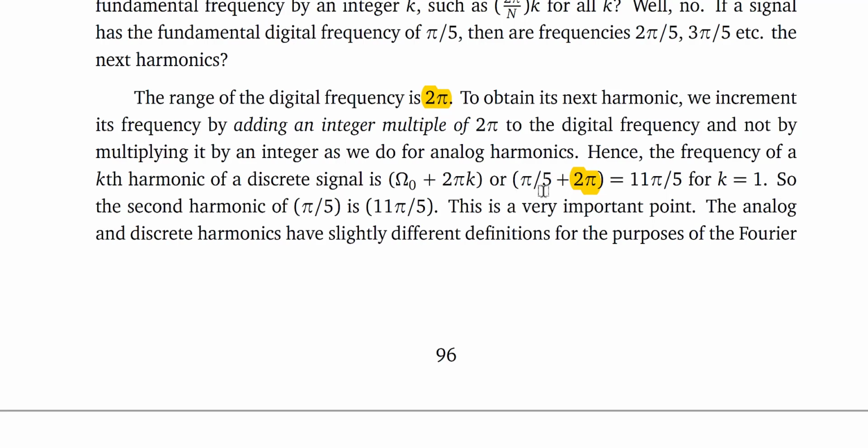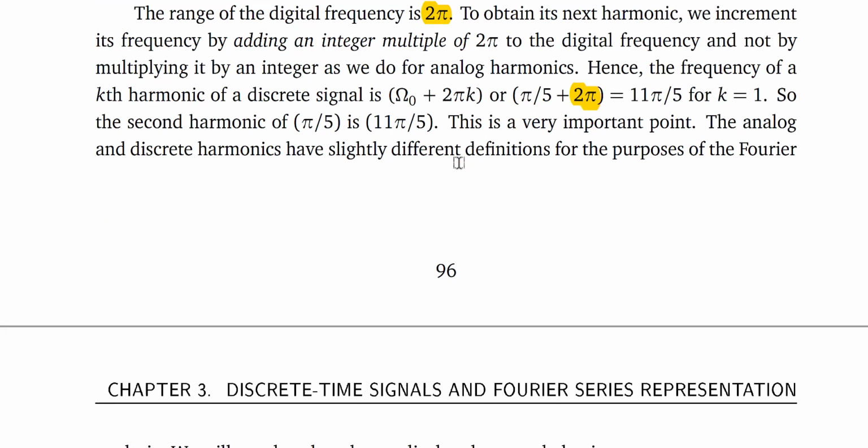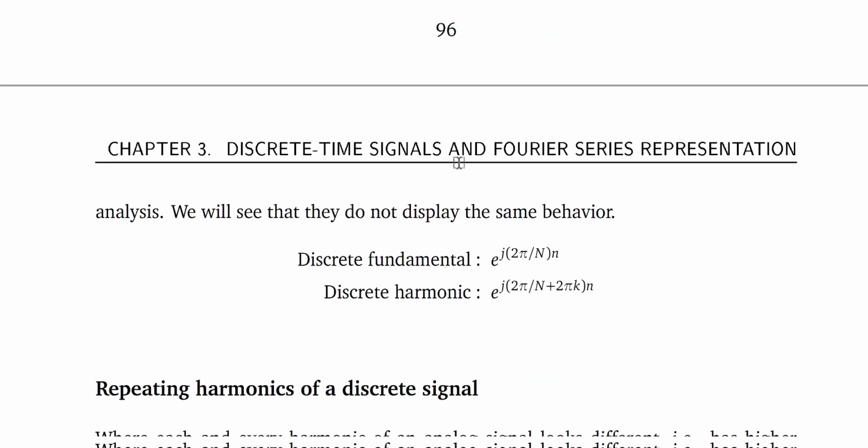So if you have omega 0 as pi over 5, then its next harmonic would be 11 pi over 5, which is obviously not 1 or 2 times pi over 5. So this is kind of an important point. The analog and discrete harmonics have slightly different definitions for the purposes of the Fourier analysis.